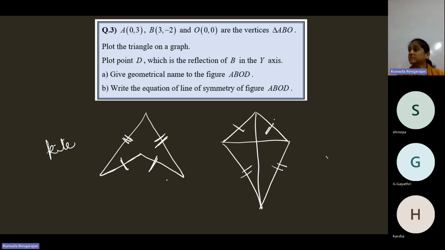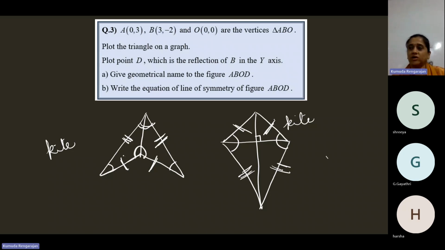This is also a kite. This side is equal to this side. This side is equal to this side. Both the pairs of adjacent sides are equal. Angles, this angle will be equal to this angle. Which angle? Yes, ask me. This one, 90 degrees. In this figure, this angle will be equal to this angle. This will not be equal to this one, and this one will not be equal. Then this angle will be equal to this angle.